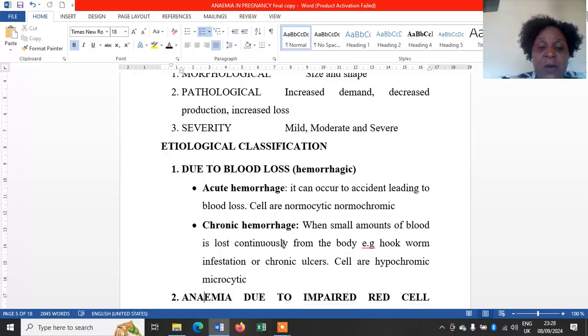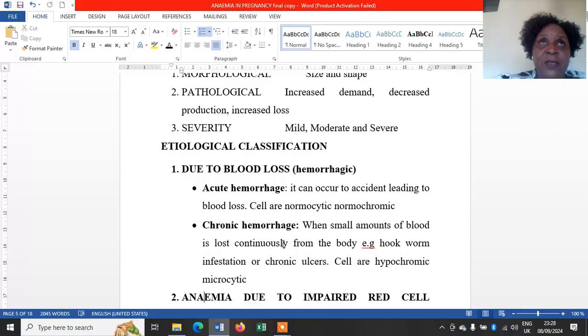When I go back to acute hemorrhage, we said we also classify the red blood cells on how they look, that is, their size and shape. So for acute hemorrhage, the cells are normocytic and normochromic. What does it mean? That these cells are very normal when you look into the microscope. They have the normal shape and the normal color. Normal shape is normocytic, normal color is normochromic.